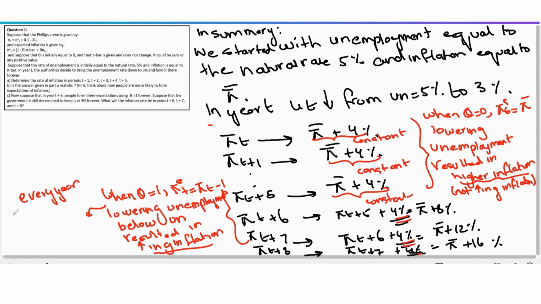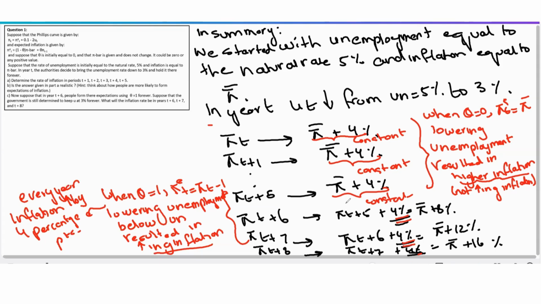This is what the difference is. In the case of the original Phillips curve, when you reduce unemployment, you have a high level of inflation, but then it stays at that higher level. The new inflation rate is the same for each year. It does not keep on increasing every year.